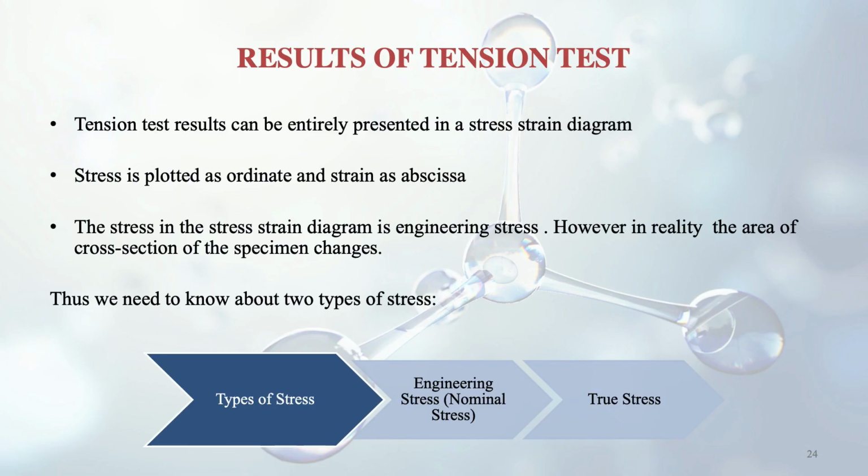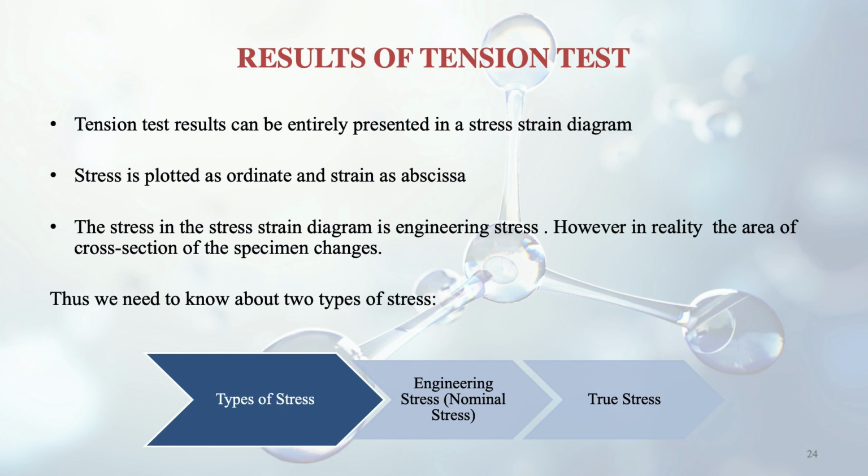So what are the results of this tension test? The results can be entirely presented in a stress-strain diagram. I have explained to you what is a stress and what is a strain. So the results of this tension test can be entirely given in the form of a stress-strain diagram. In the stress-strain diagram, the stress is plotted as the ordinate and the strain as the abscissa, meaning the x-axis will have the strain and the y-axis will have the stress.